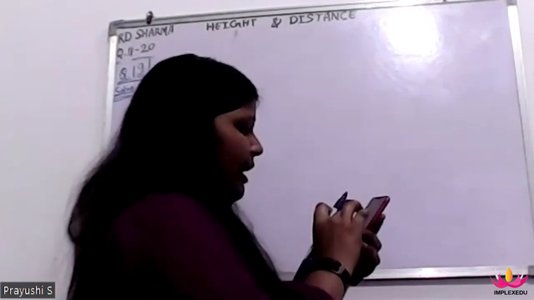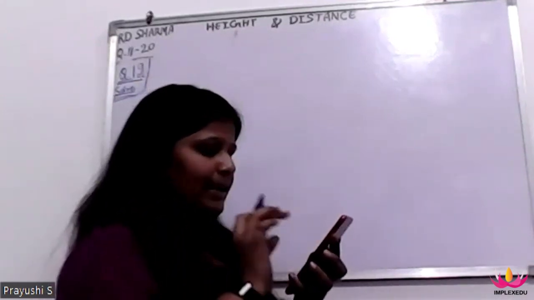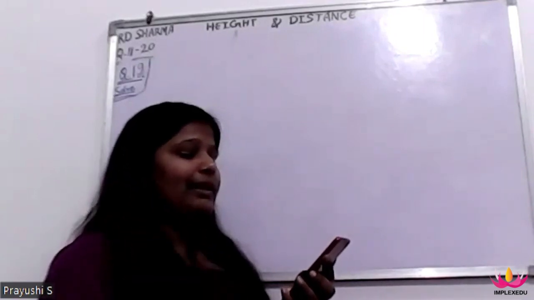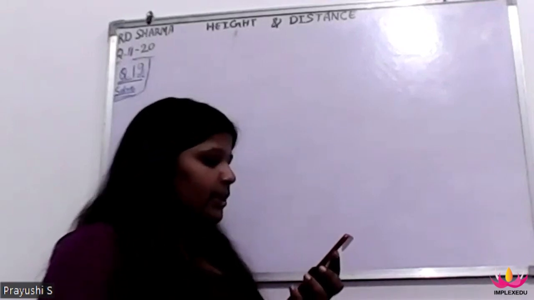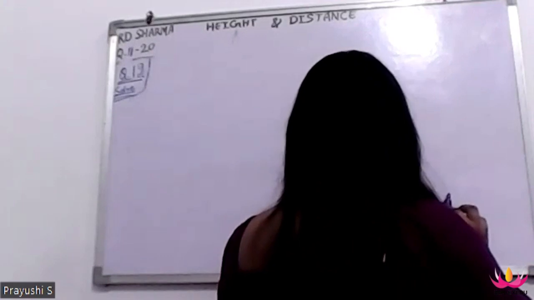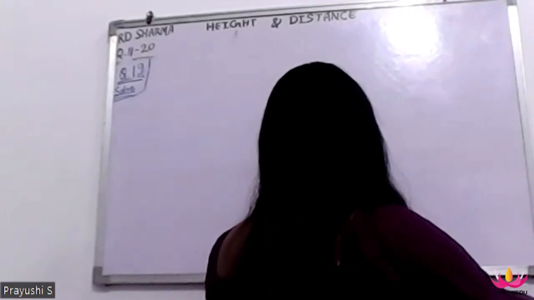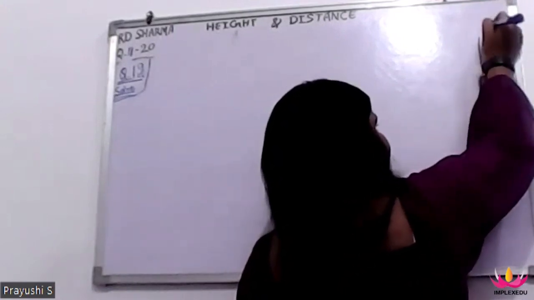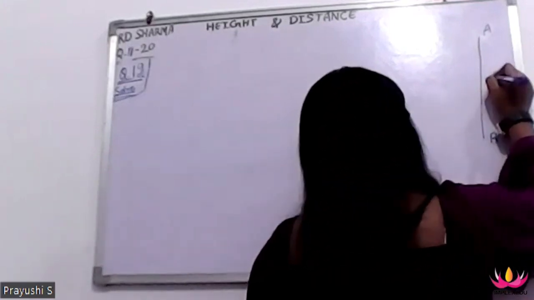Okay. A tree breaks down due to a storm and the broken part bends so that the top of the tree touches the ground, making an angle of 30 degrees. So assuming that, first, AB is the tree of height h.